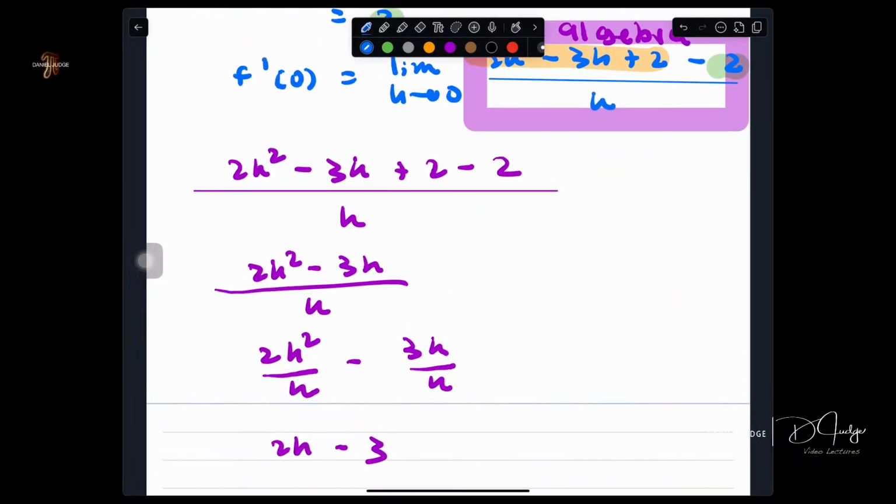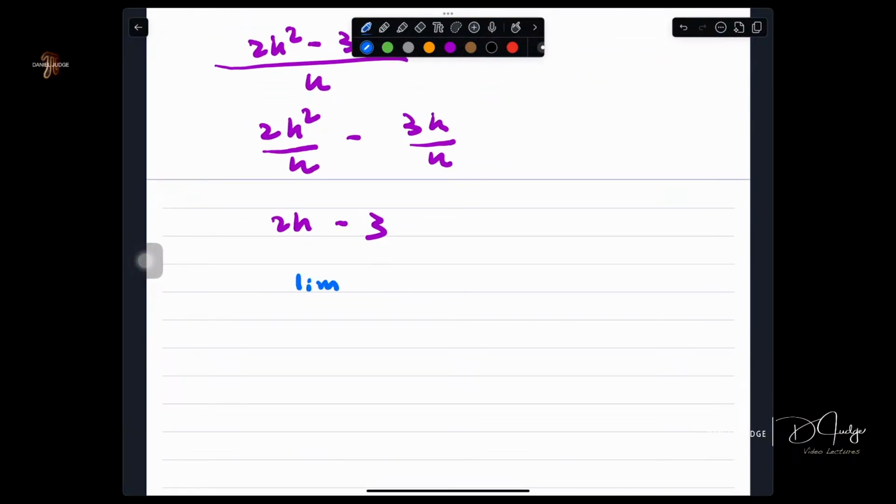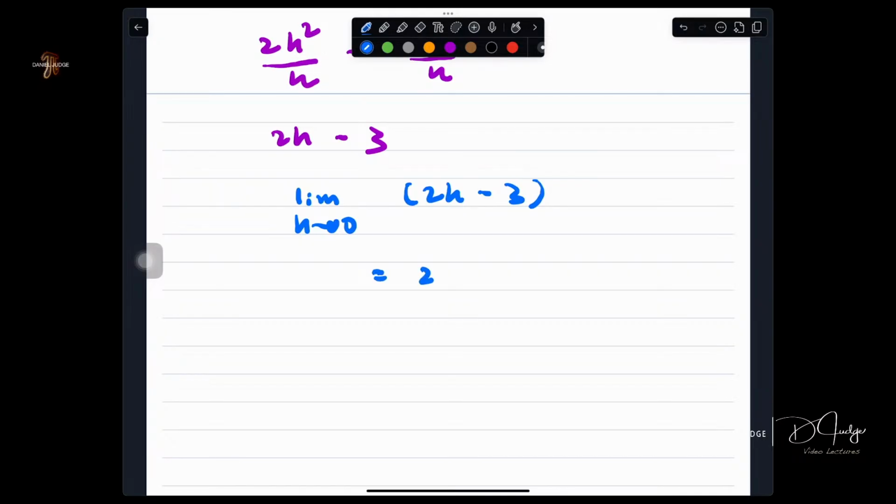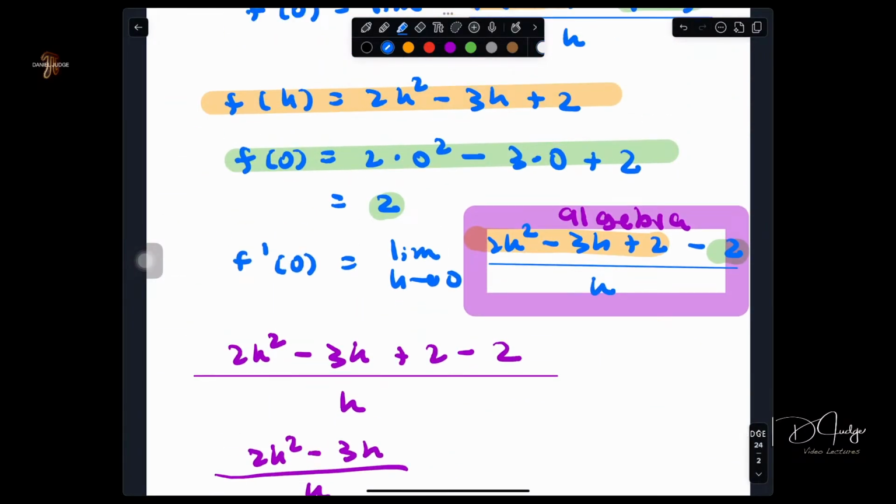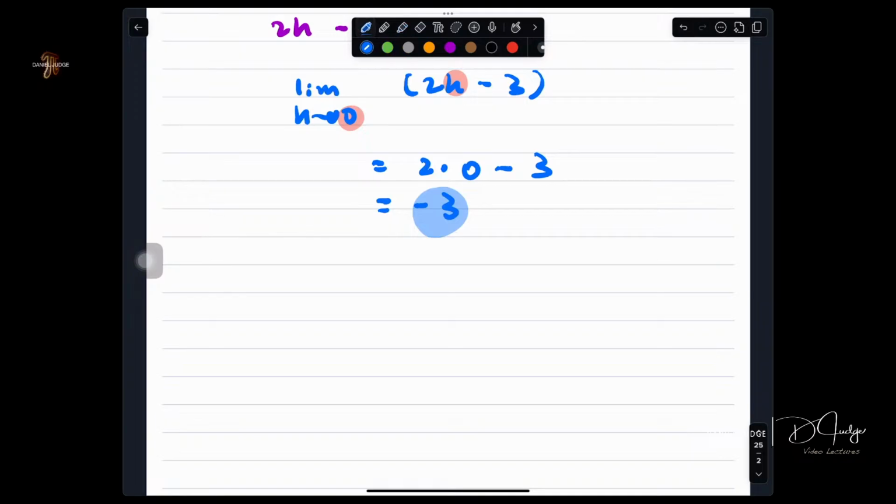So as you take the limit here, so this would be the limit now as h goes to 0 of 2h minus 3. You're looking at a nice polynomial function. They're nice and continuous for all real numbers. So you just have to plug in h is 0 now. Wherever there's an h, replace it with a 0. And this is negative 3. So you ended up with f prime of 0 being negative 3.